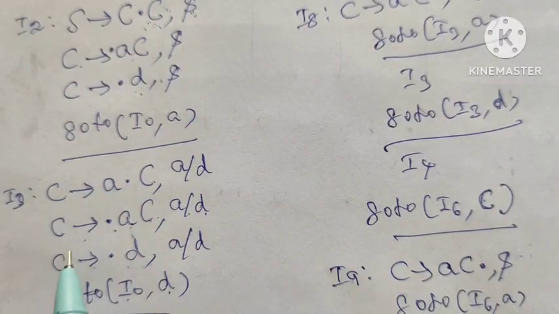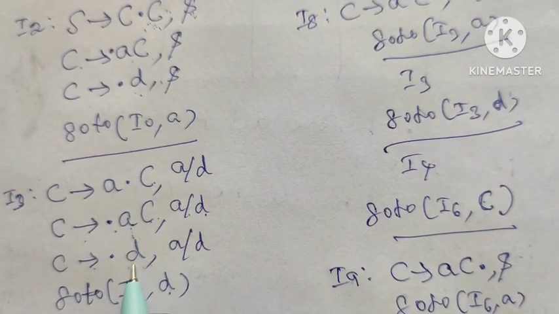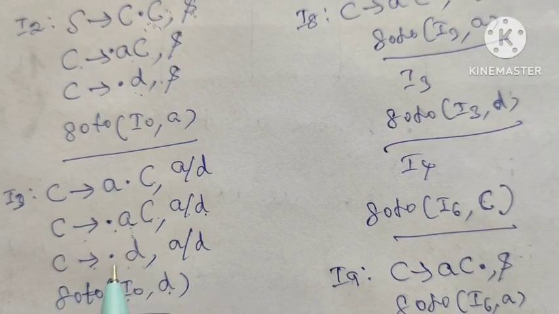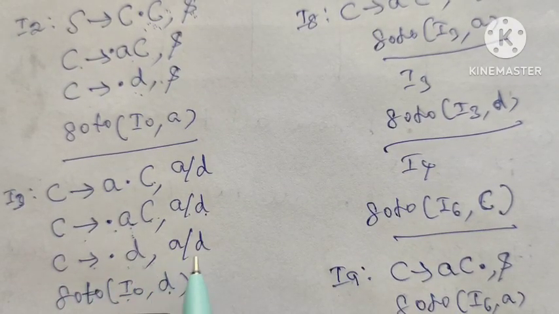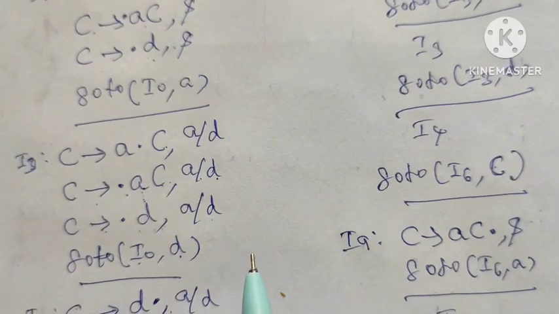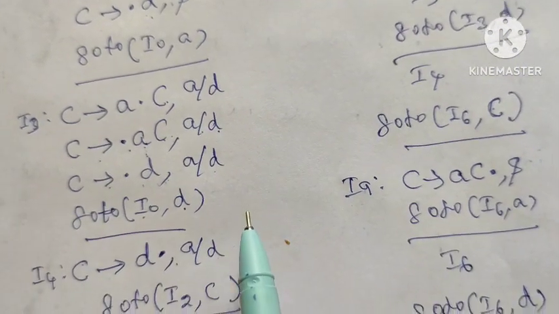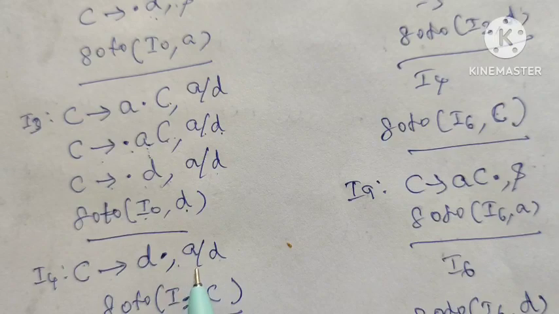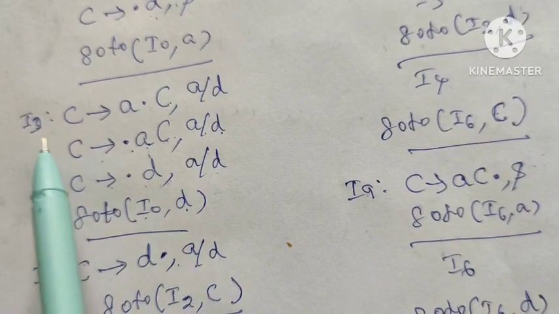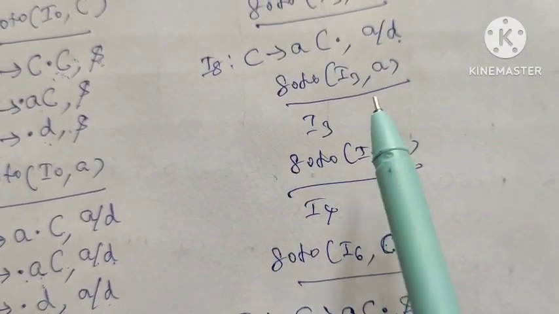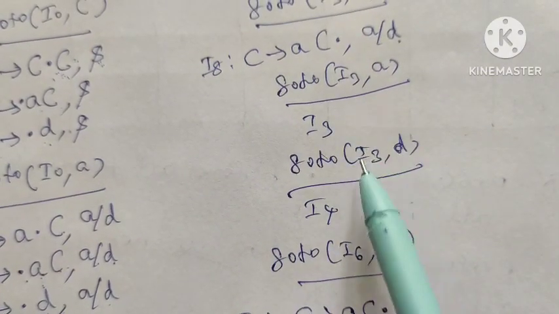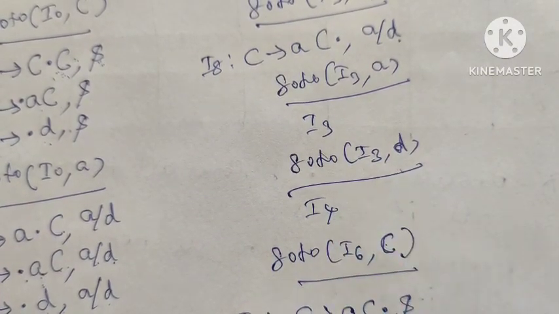Now come to the next one: Goto(I3, D). Place this dot one step to the right. You will get C → D dot, A/D. But C → D dot, A/D is already there in an item set called item set 4. So Goto(I3, D) produces I4. That's what I have written: Goto(I3, D) produces I4.